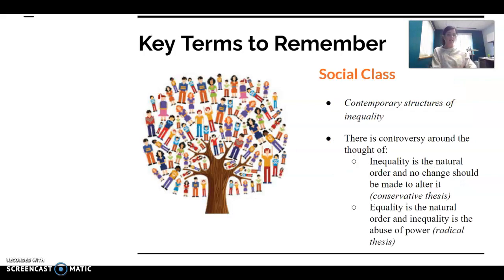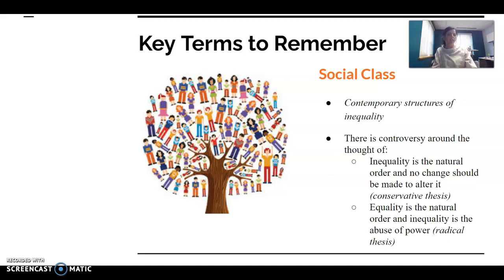Social class is also a key term. It's the contemporary structures of inequality. If you think in basic terms, it's like upper class, middle class, lower class. It's an organization and understanding of how social order is structured, for better or for worse.